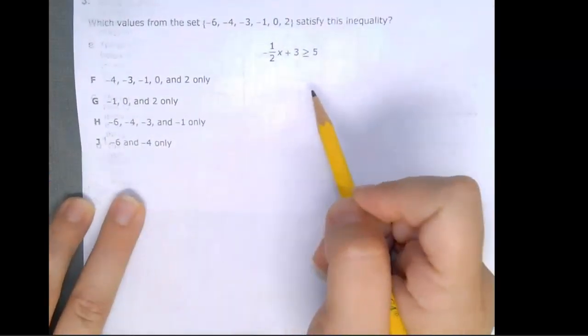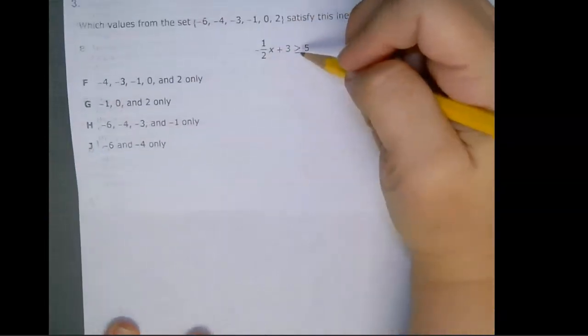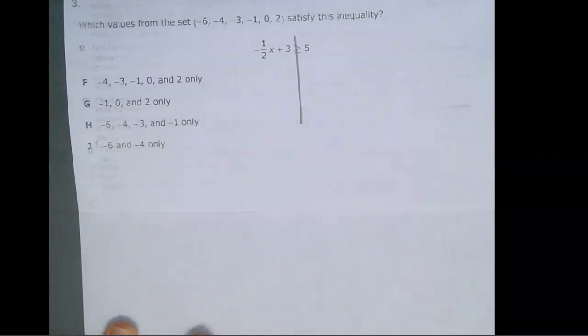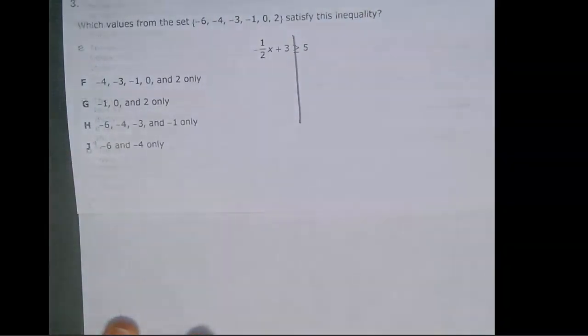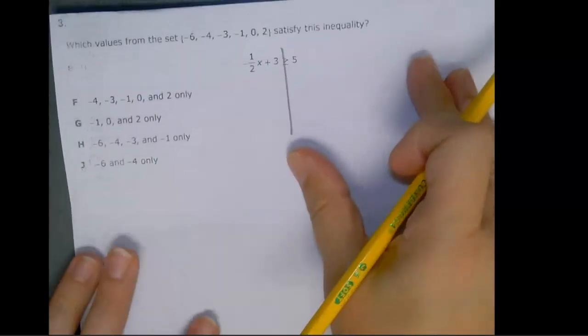Okay, let's look at number 3. I'm going to fold my paper a bit so it's a little bit easier to see. Okay. So it says, which values satisfy this inequality? So what we're going to do is solve this problem. Okay. And then we are going to come up with our solution to the inequality and then figure out which one of these numbers up here will fit within that solution of the inequality.